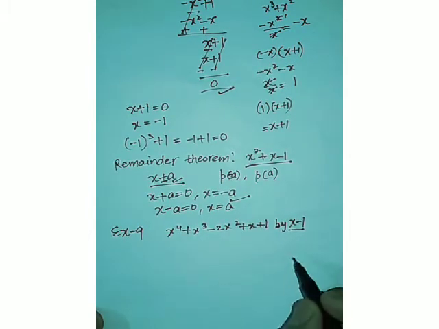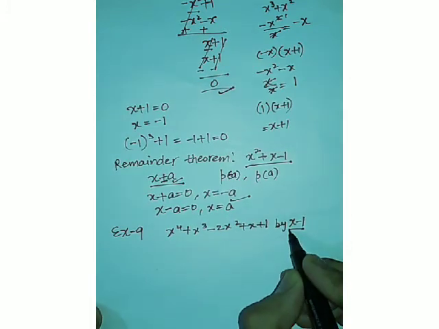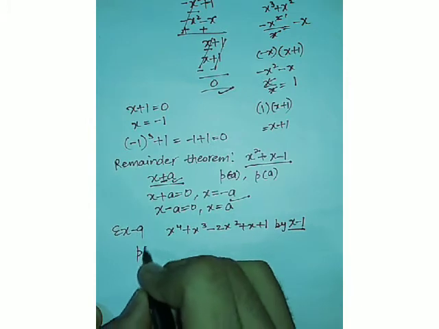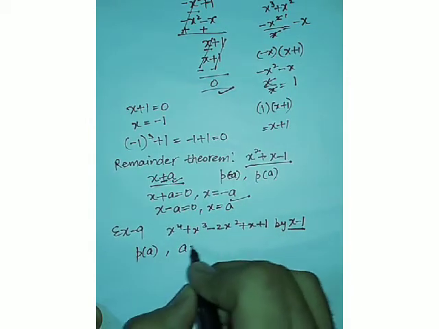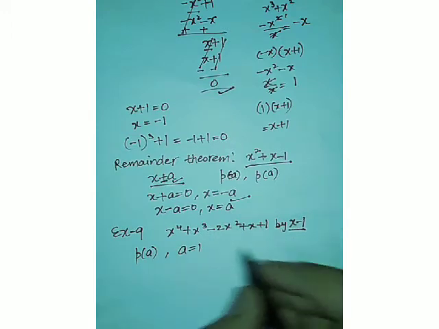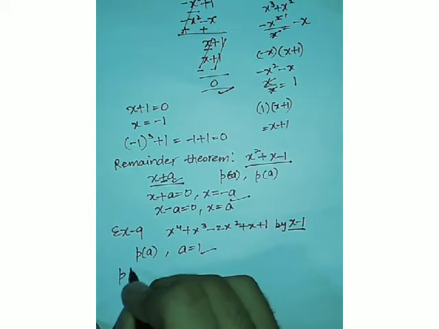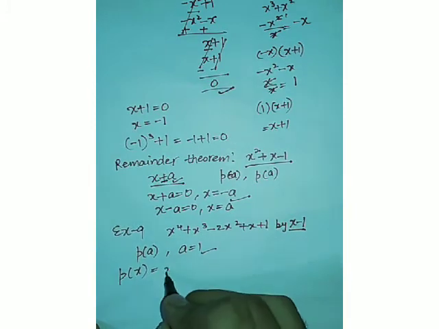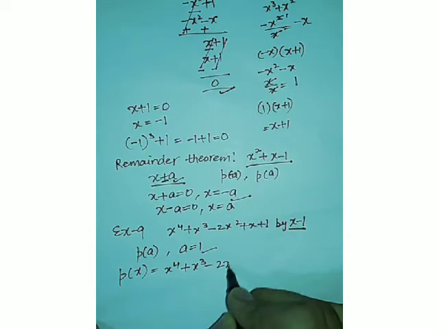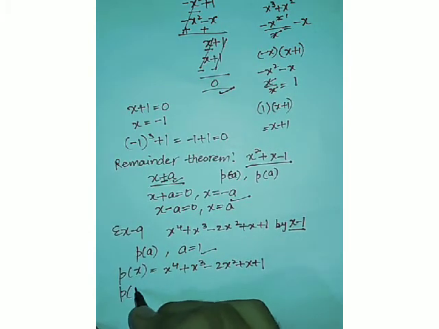And what does the remainder theorem say? If a polynomial is divided by x minus a, then our remainder will be p of a. So here a is equal to 1, or you can find a by equating this to 0 and x will be 1. It means your a is 1. Now what is p of x? p of x is given to be x raised to power 4 plus x cube minus 2x square plus x plus 1. What we have to find? p of a, that is p of 1.